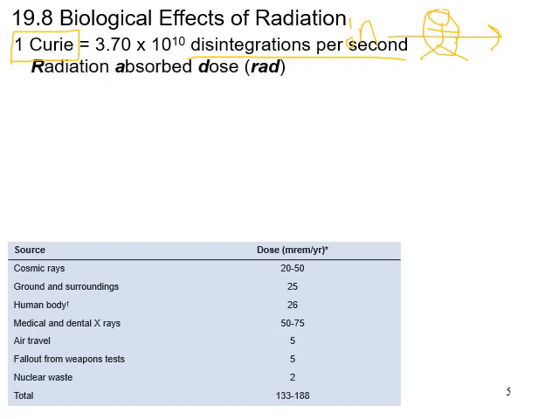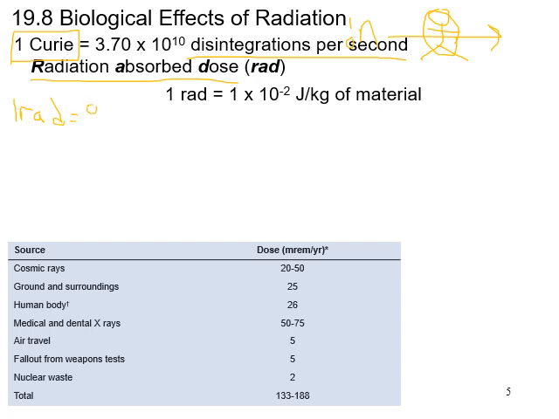A RAD, you might have heard of RADs, radiation absorbed dose. A rad is equal to 1 times 10 to the negative 2 joules per kilogram of material. So if my body absorbed 1 rad, that means I absorbed 0.01 joules per kilogram of material, and that would be per kilogram of me, if you will. So kilogram of man, you could call it. So that's what a rad is.